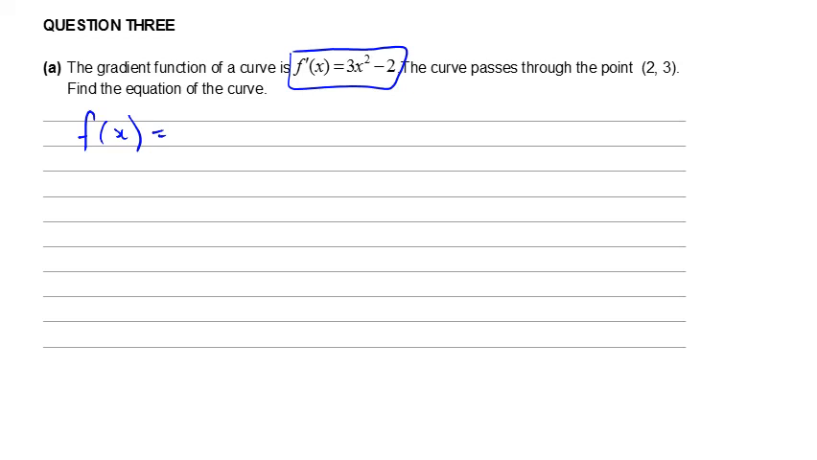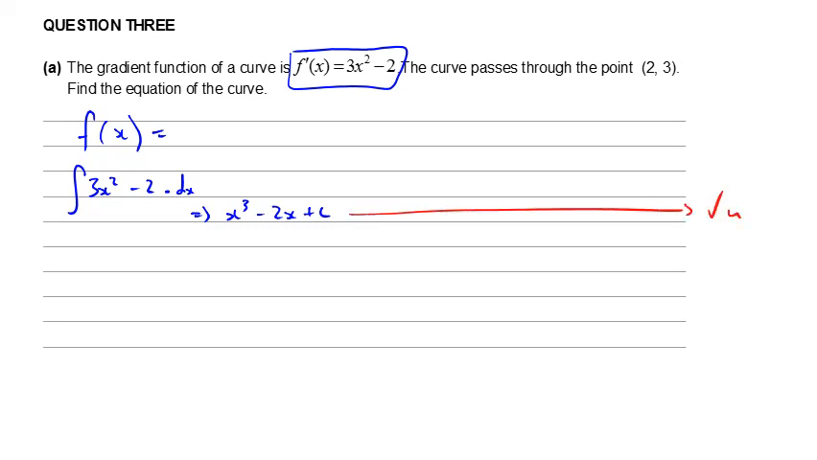So what I have to do is integrate 3x squared minus 2 with respect to x. X cubed minus 2x plus c. Okay, and that there gives me my achieved tick. If I forgot the c, I didn't get my achieved tick, which is hopefully frustrating for you guys.